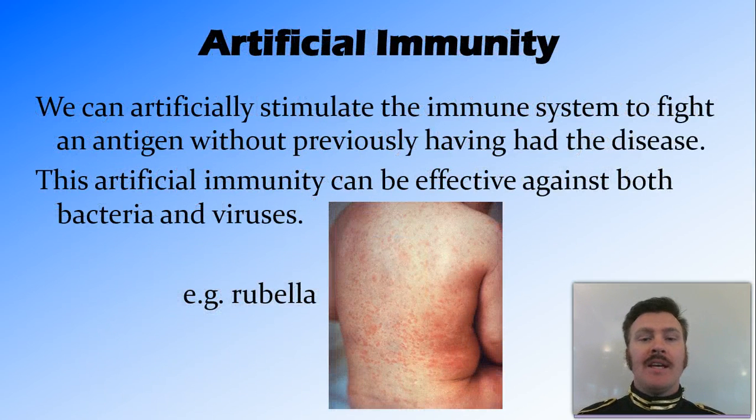Artificial immunity is when we stimulate the immune system so it's able to fight the antigen without having had the disease in the first place. Now this is really important, especially for diseases that are fatal or very serious, to stop people from actually getting these diseases in the first place because the symptoms are just so bad. And this artificial immunity can be effective against bacteria and viruses, more so against bacteria, but we'll talk about why viruses are hard later on.